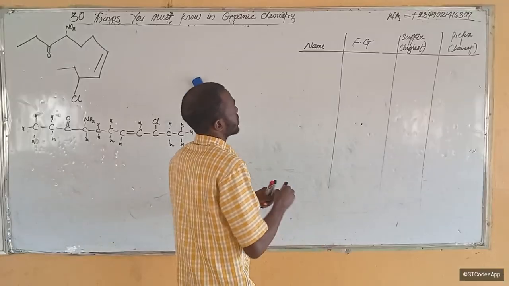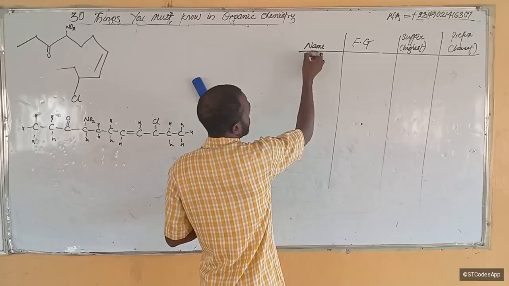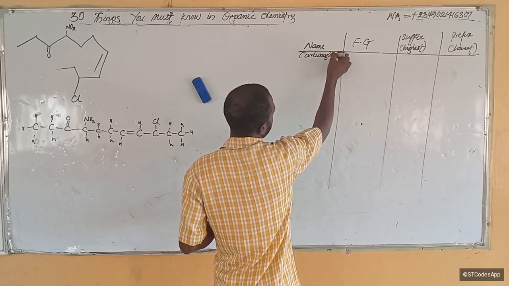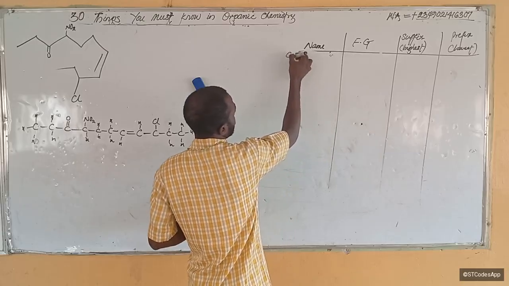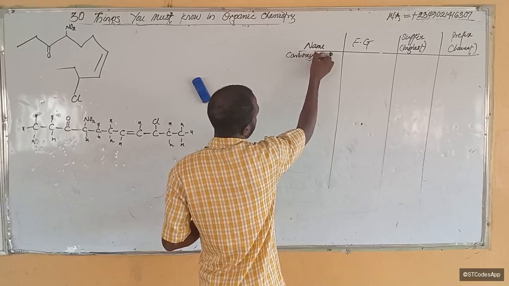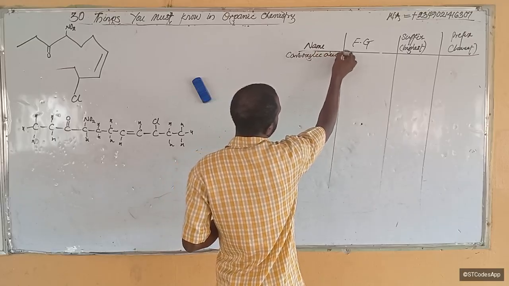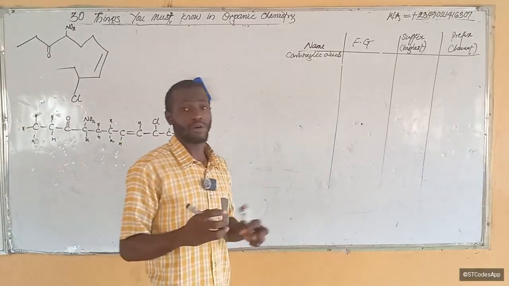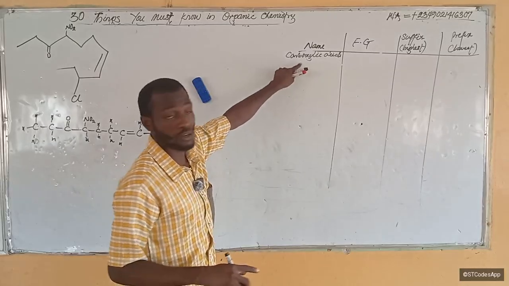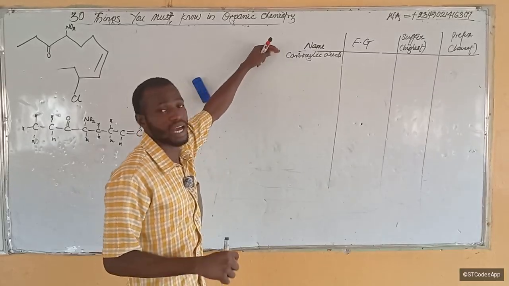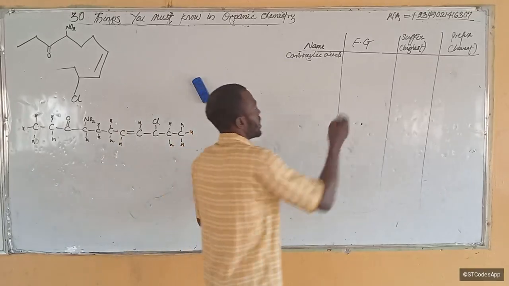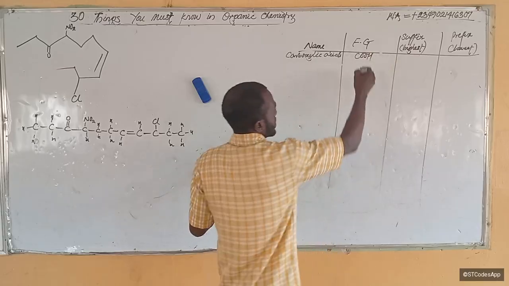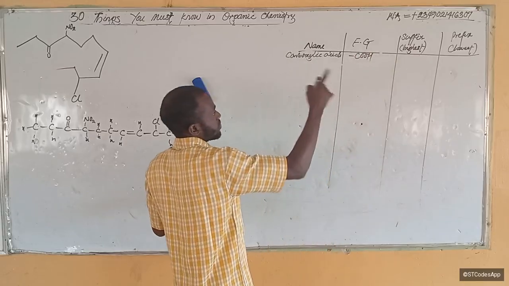All right, so now watch. We begin with the one that is given the highest priority, which is the carboxylic acids. Of all the organic compounds, functional groups rather, this family has the highest priority. Their functional group looks like this: COH. So that's the functional group.